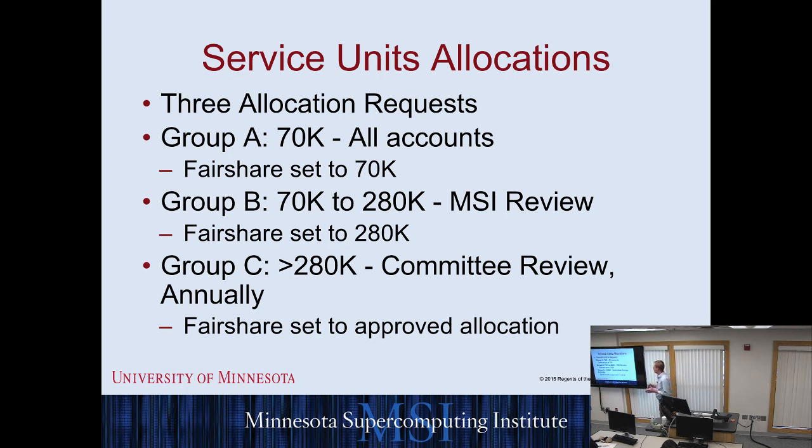So the default allocation is like running nonstop on 12 cores for an entire year. Does that make sense? As far as trying to equate it to what you might be more familiar with. And so it's a lot of computing. The default is a lot.